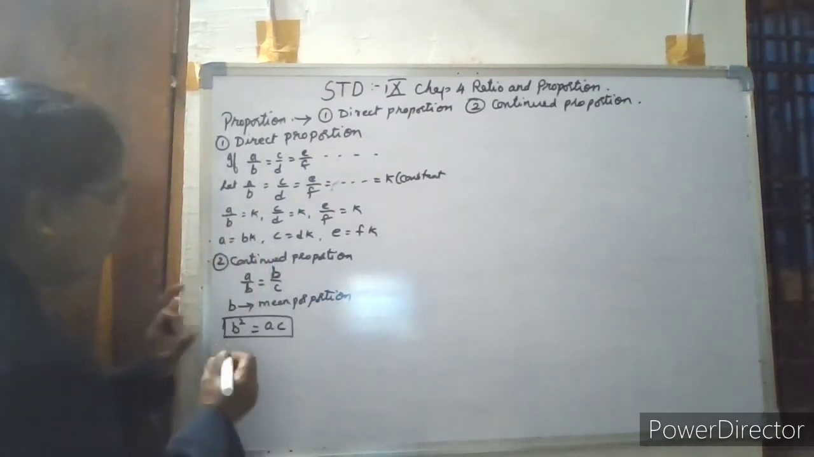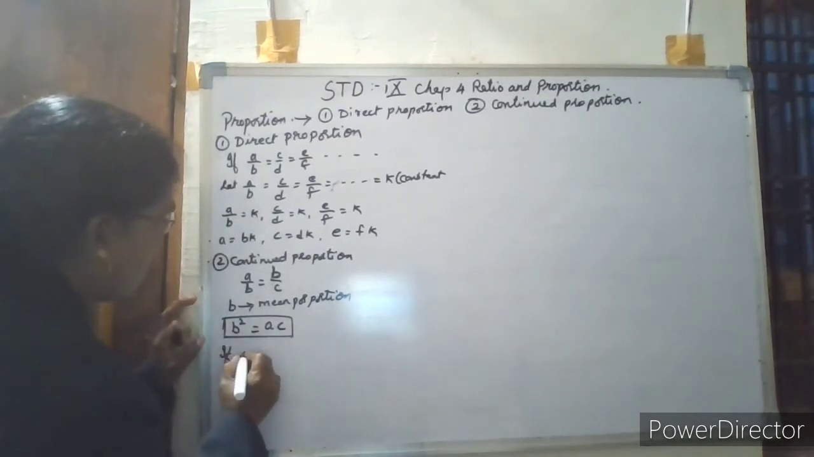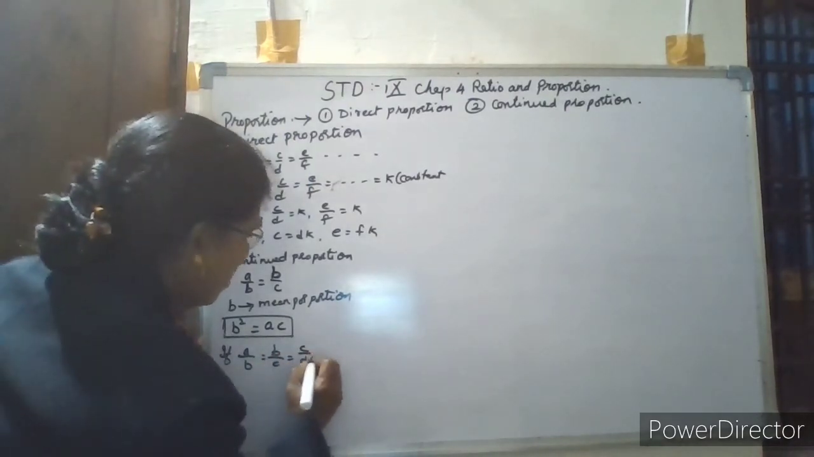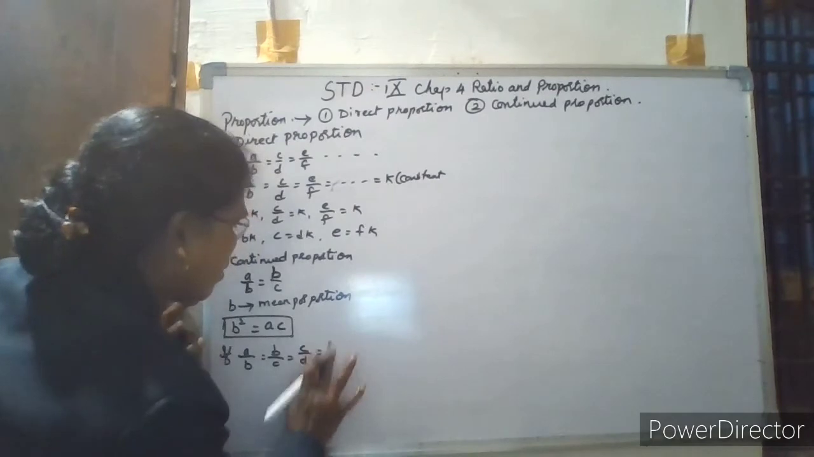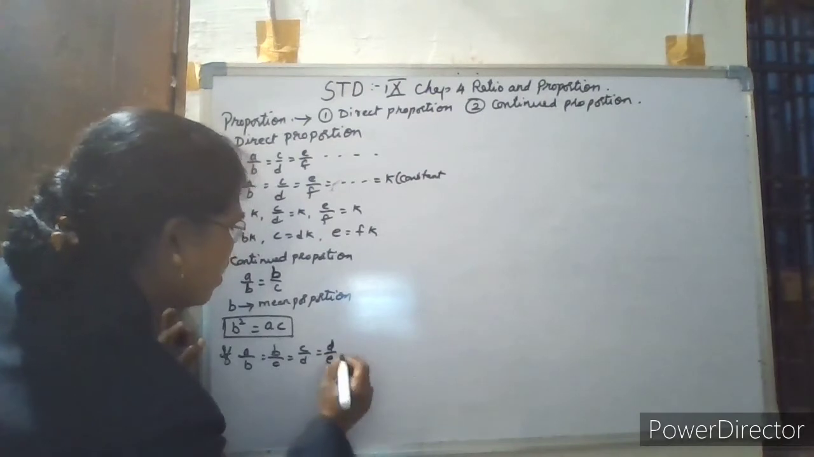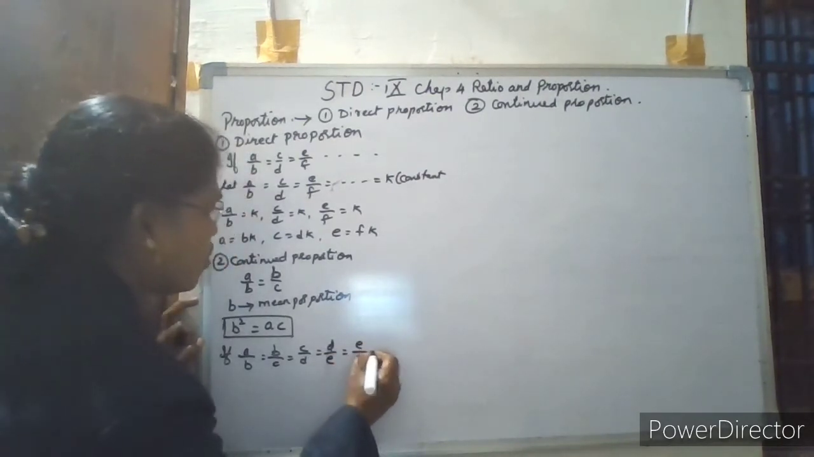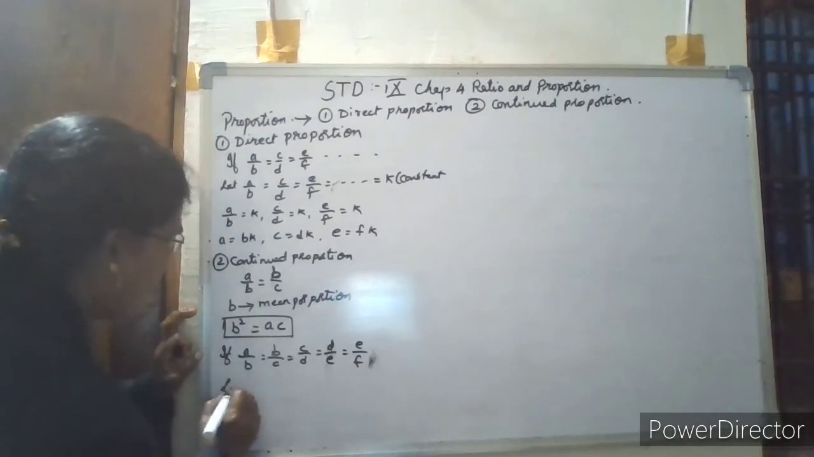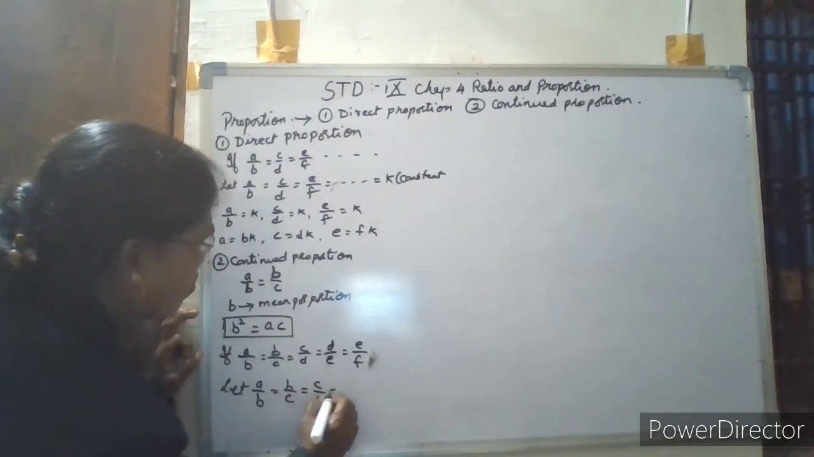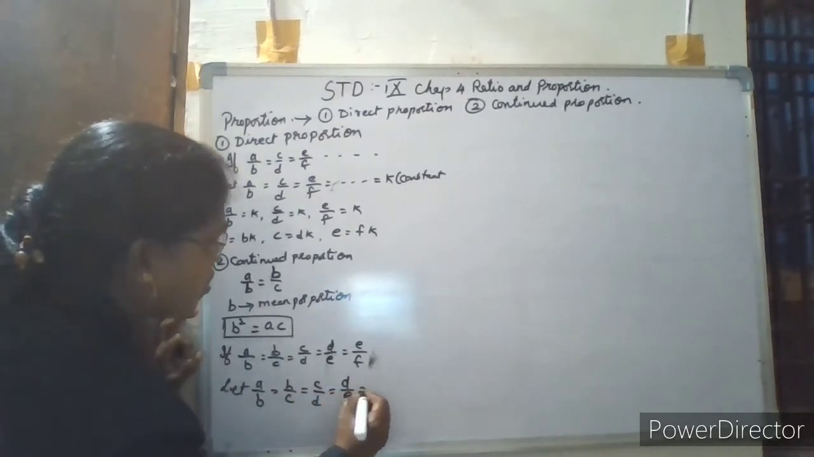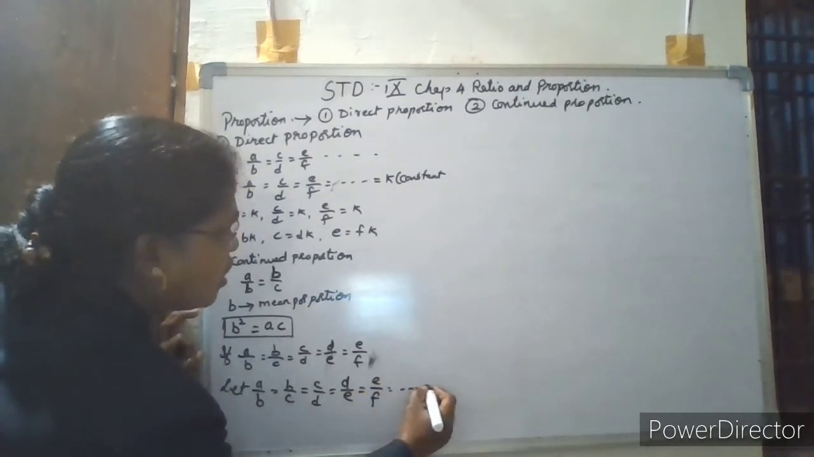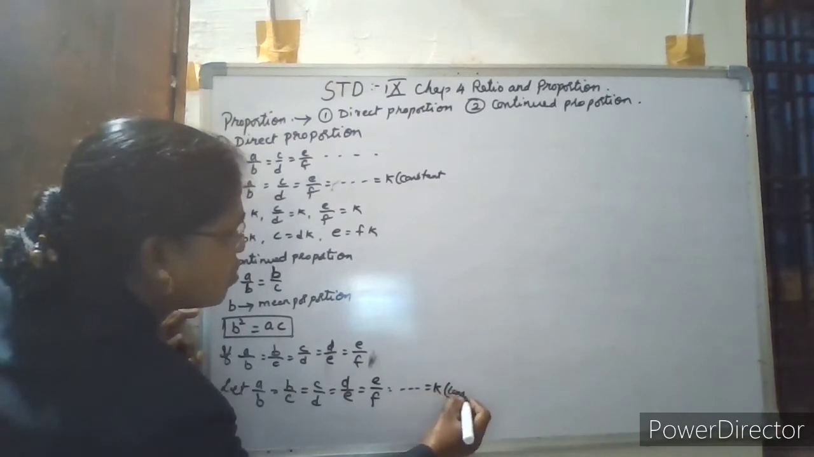Now suppose more ratios are there: A by B is equal to B by C is equal to C by D is equal to D by E is equal to E by F, and so on. Let this be equal to K, a constant.